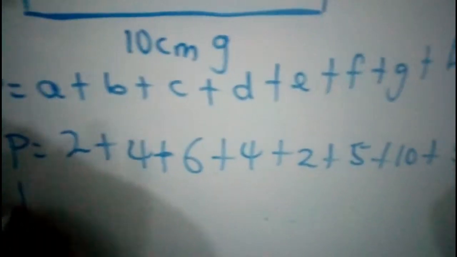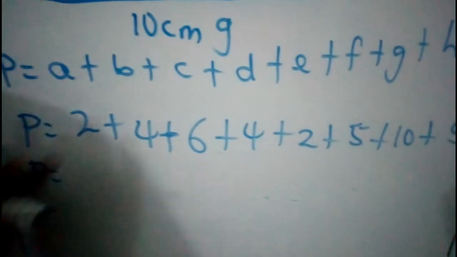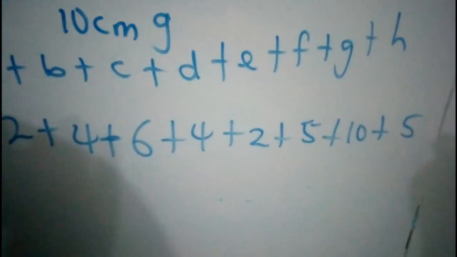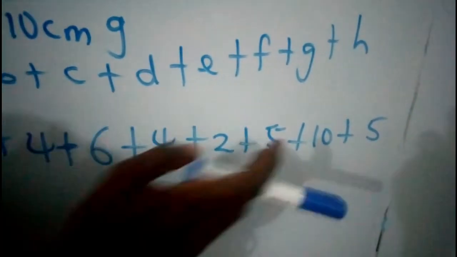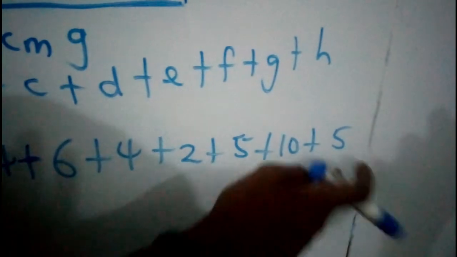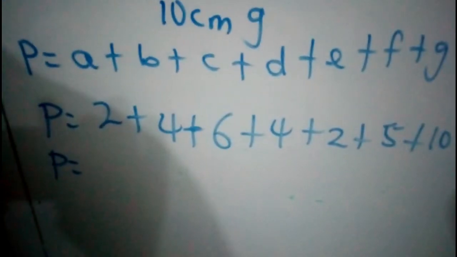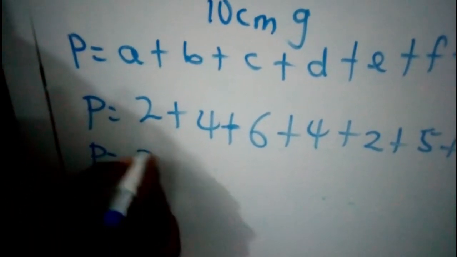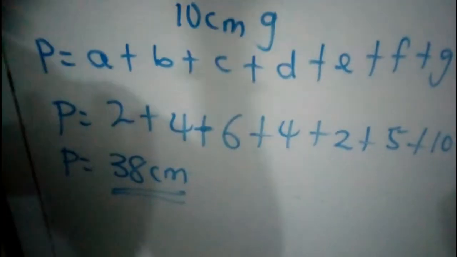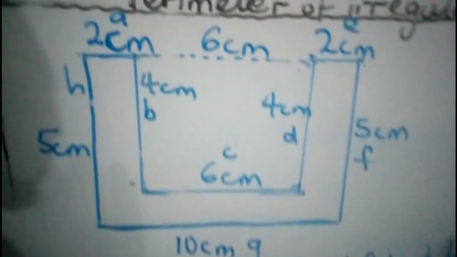So let's bring in our sum. 2 plus 4, 6. 6 plus 6, 12. 12 plus 4, 16. 16 plus 2, 18. 18 plus 5, 23. 23 plus 10 is 33. 33 plus 5 is 38. 38. So our perimeter is what? 38 centimeters. That's the perimeter of this entire shape.